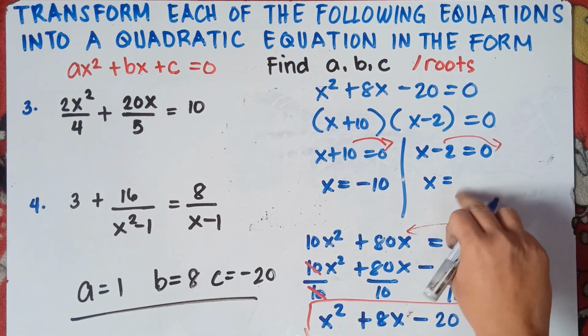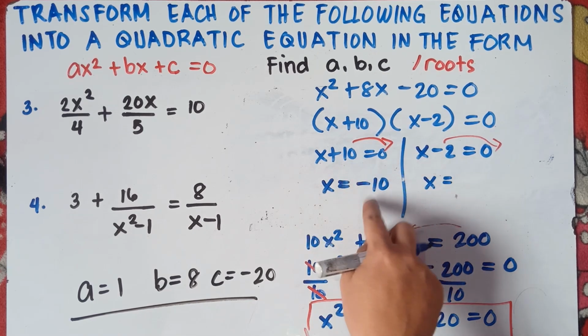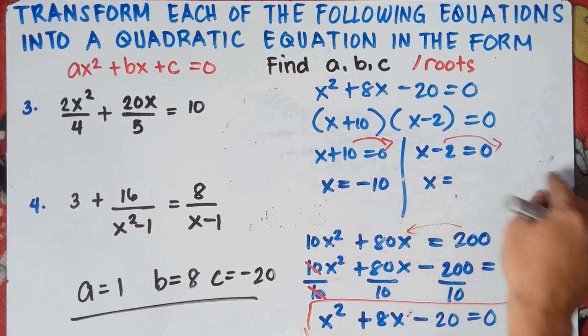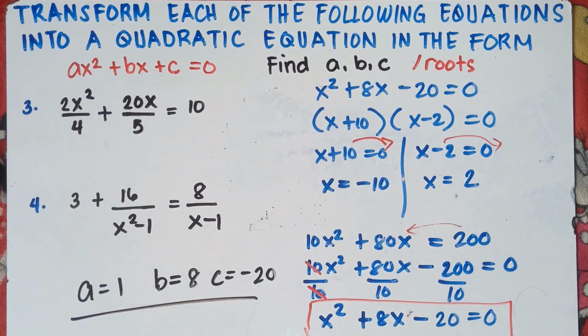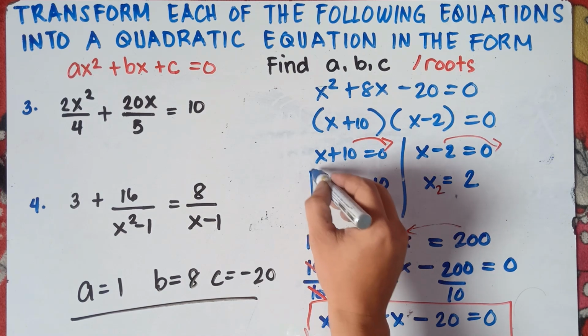Once again, to get the roots, you transpose this 10 from left to right. Change the sign, class. This is positive. It will be negative. This is negative 2. It will be positive 2. That's it, class. That's the answer for number 3. All set for number 3.